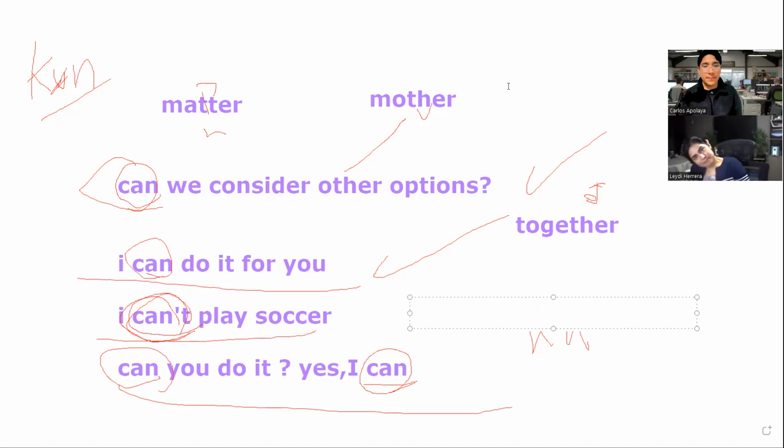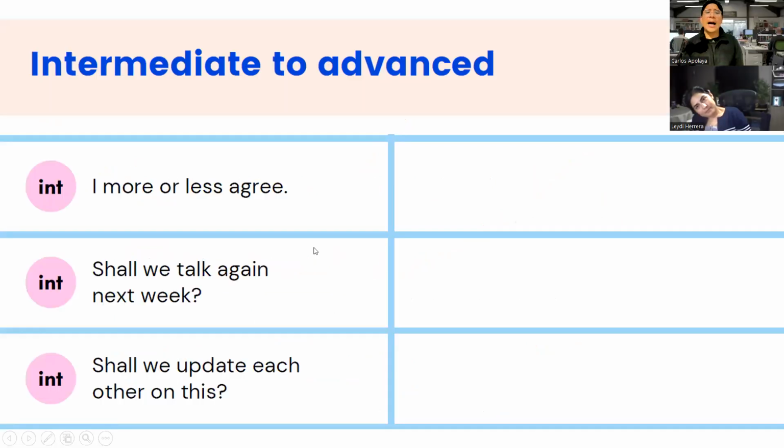Let's continue. I more or less agree. When we were watching The Big Bang Theory, we used an expression. Do you remember? Yeah. More. Agree to? Agree to disagree. Agree to disagree. This is an advanced expression. And now we have I more or less agree.